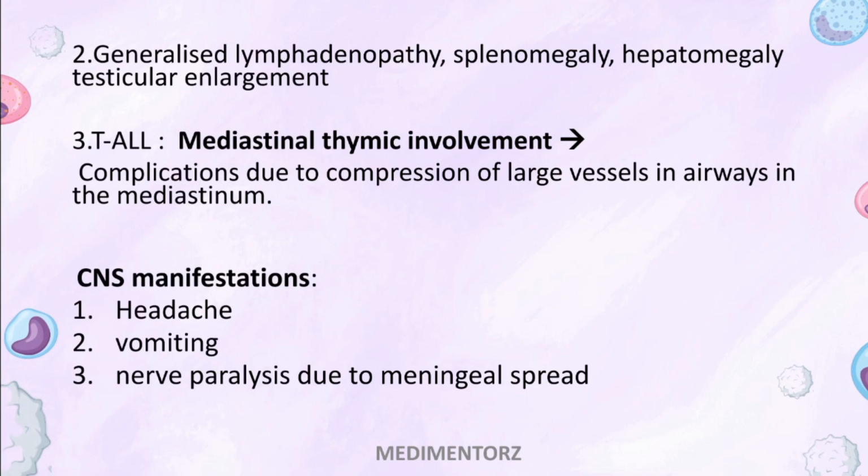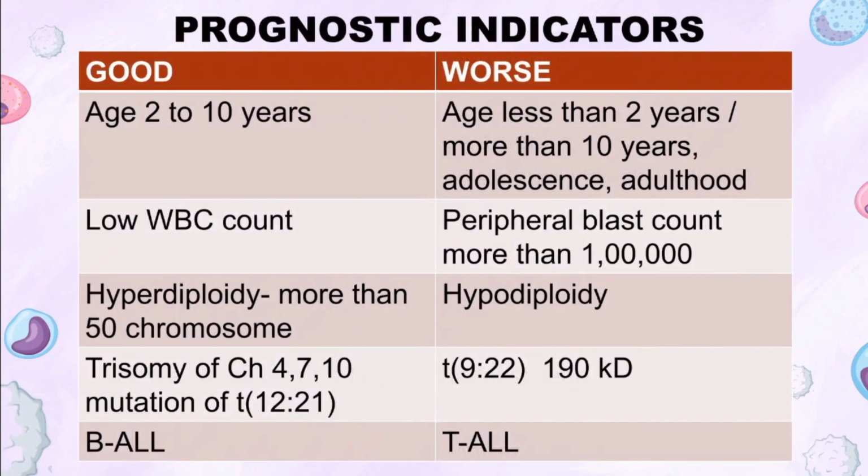Particularly in T-ALL, we have this mediastinal and thymic involvement, which are the complications due to compression of large vessels and airways in the mediastinum. The CNS manifestations include headache, vomiting, and nerve paralysis due to meningeal spread. Let's see about the prognostic indicators of ALL.